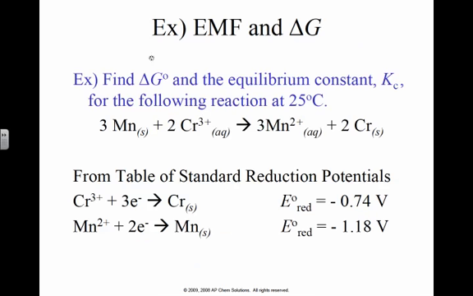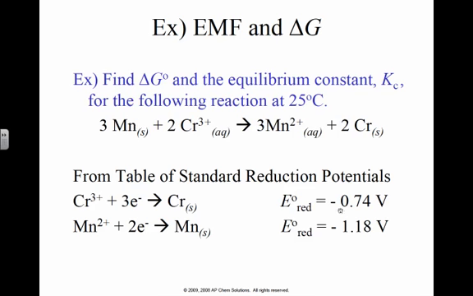So solve for delta G for this reaction right here. Well, the first thing we're going to do is write out the two half reactions. Okay? And then we're going to do reduction minus oxidation. Well, if you notice, this goes from Mn to Mn plus 2. The only way it can do that is by losing 2 electrons. So this is oxidized. Chromium is reduced.